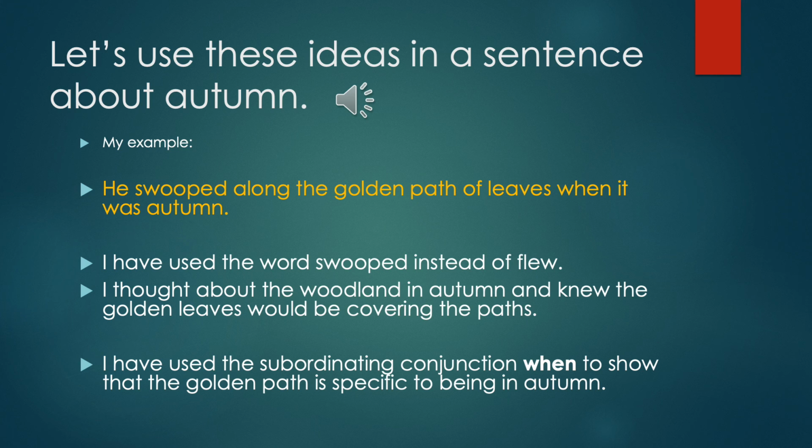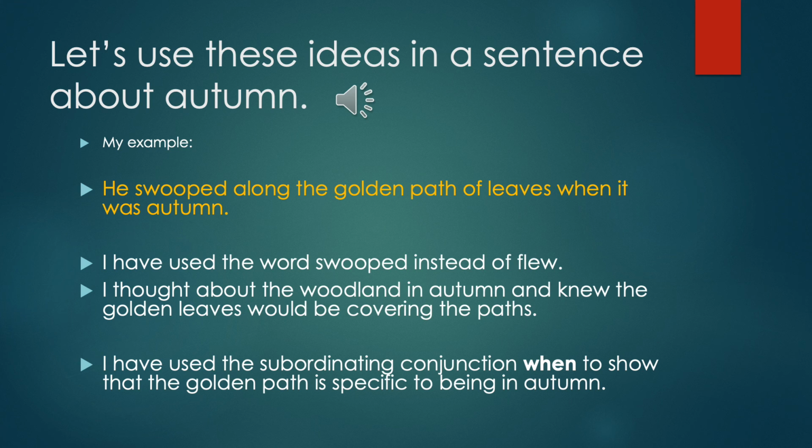So I'm going to use my verbs to describe how the crow moved and my ideas of what a woodland would be like in autumn to think about that. So I've got an example here. He swooped along the garden path of leaves when it was autumn. So I've used the word swooped to describe how he's moved. And I thought about what it would be like in the woodland in autumn time and that the golden leaves would be covering all the paths and the floor.